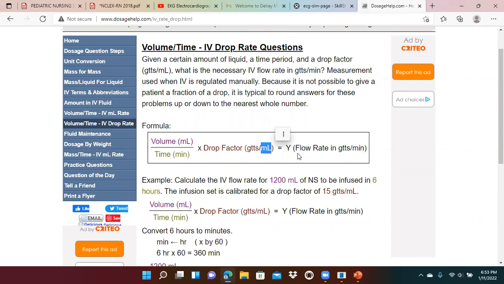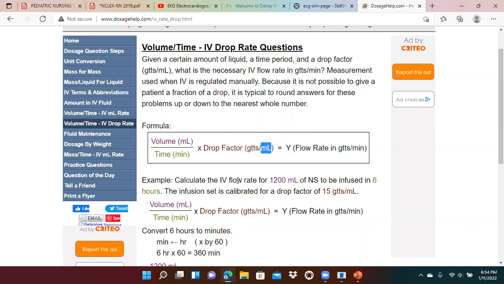So it is called the flow rate formula in drop factor: GTT per minute equals volume in mL divided by time in minutes times drop factor in GTT per mL. That is always mentioned in the question. If not, then it is good to put 1 and you will get it.